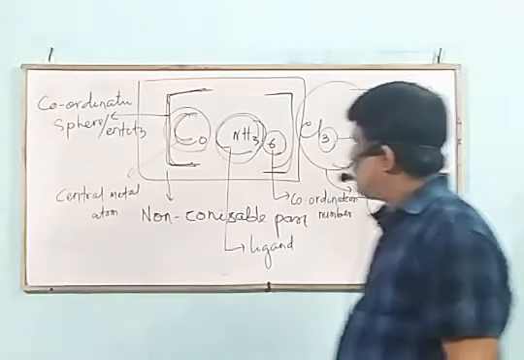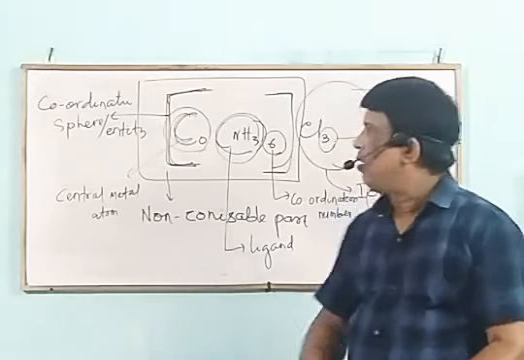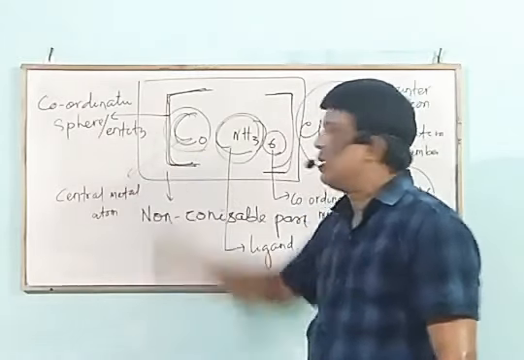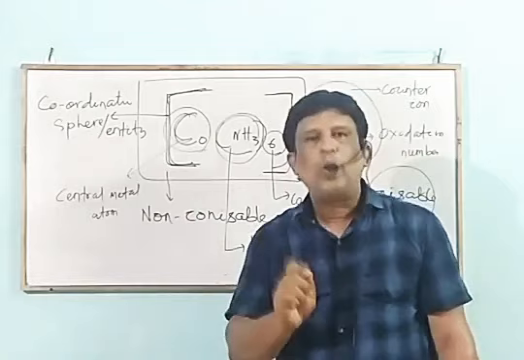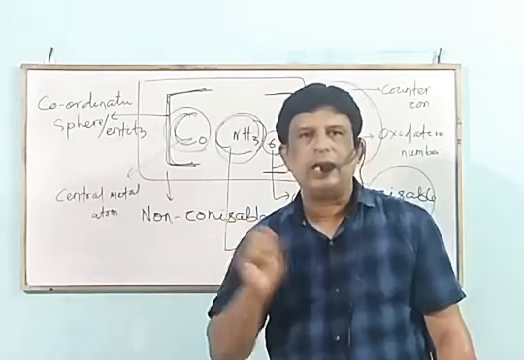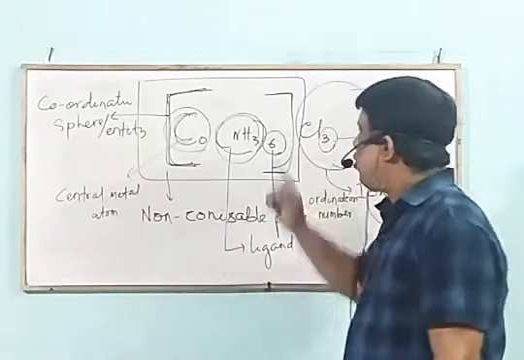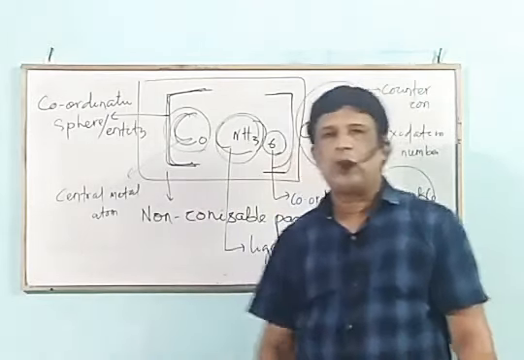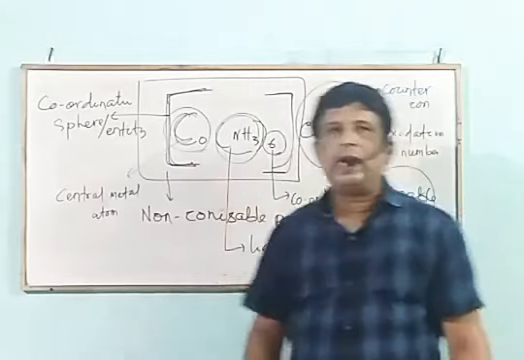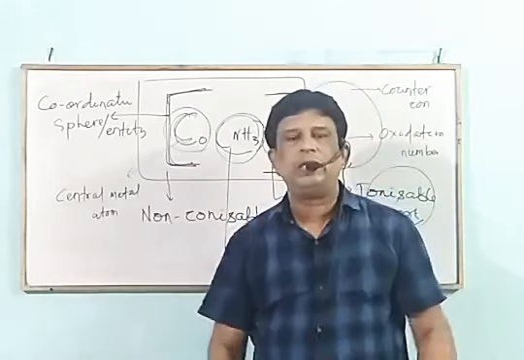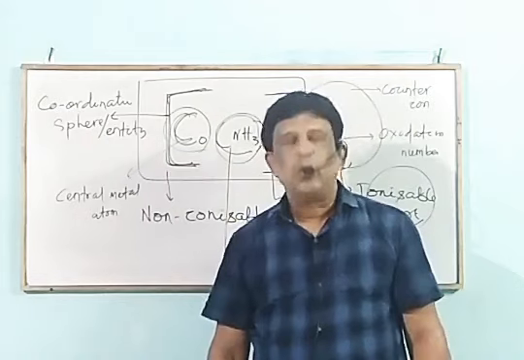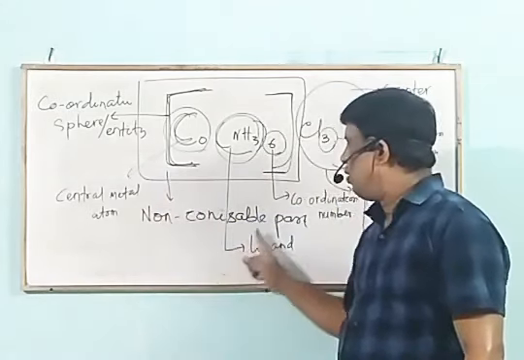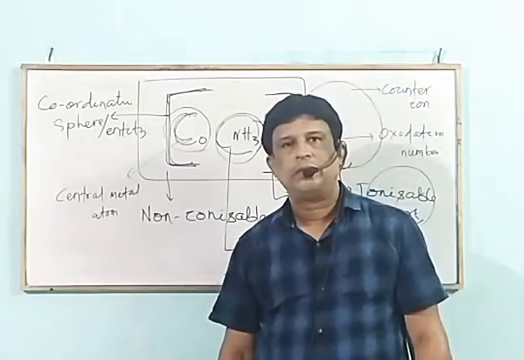So let us discuss one by one. Some new terms are there. Point one is coordination sphere or coordination entity. What do you mean by coordination sphere or coordination entity? Mark that. In a complex part, a square bracket is there. Inside the square bracket, whatever may be there, they behave as a single unit. This is known as coordination sphere or coordination entity, which is a non-ionizable part.